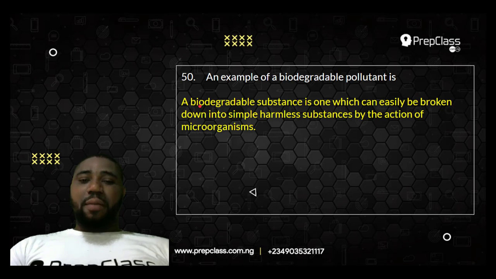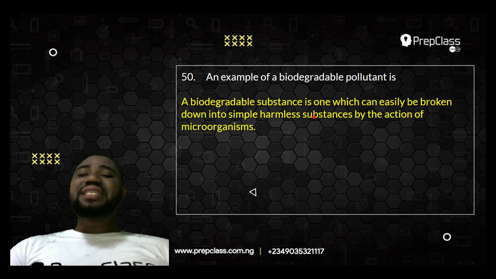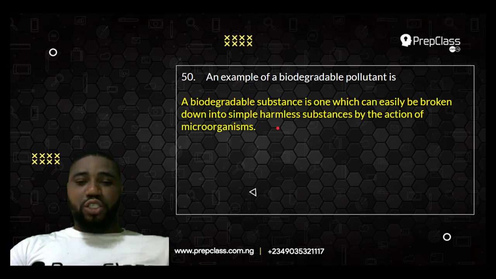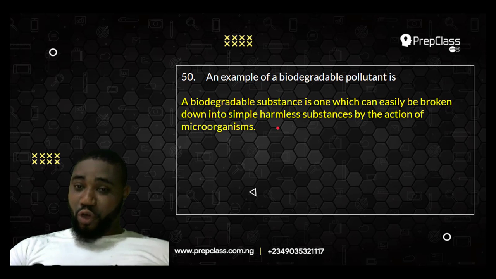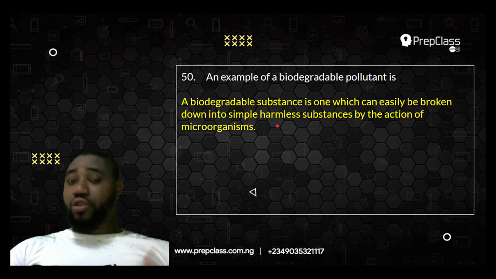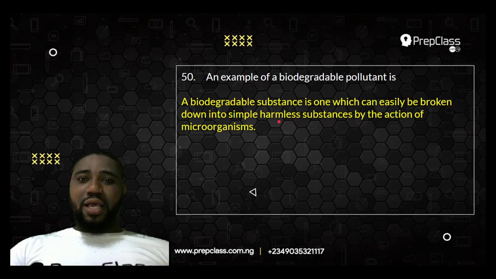Why is it? A biodegradable substance is one which can easily be broken down into simple harmless substances by the action of microorganisms. If somebody should drop sewage on a soil, what happens? You know, it will turn to manure. Cattle dung, poultry dung, even human dung turns to what? Manure. Why? It is sewage.